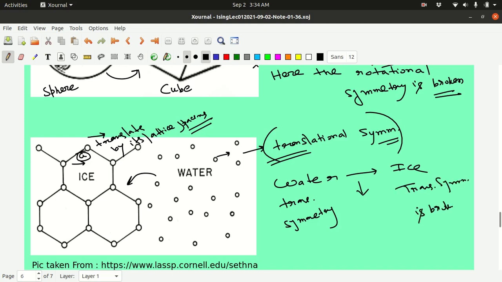You can only shift the ice by some specific amount, not by any arbitrary amount, and that's why it is called broken symmetry state. And this is what it means. So you may have seen your professor telling that it's a broken symmetry state, or that the symmetry is broken going from one phase to another, and that is what it means. So in some transitions the rotational symmetry will be broken, and in some transitions translational symmetry will be broken, like this. So going from one phase to another, some symmetry will be broken.